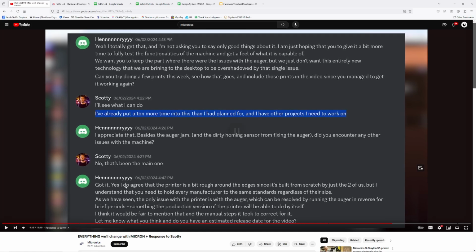And I have other projects. And this has got it. Yes, I do agree that the printer's rough around the edges since it was built from scratch by just the 2 of us. Okay. Do you have any sort of manufacturing testing procedures? What's your manufacturing I talk about here?